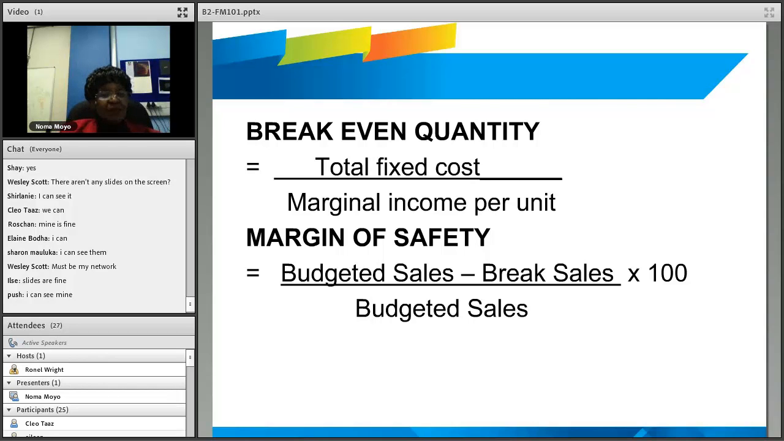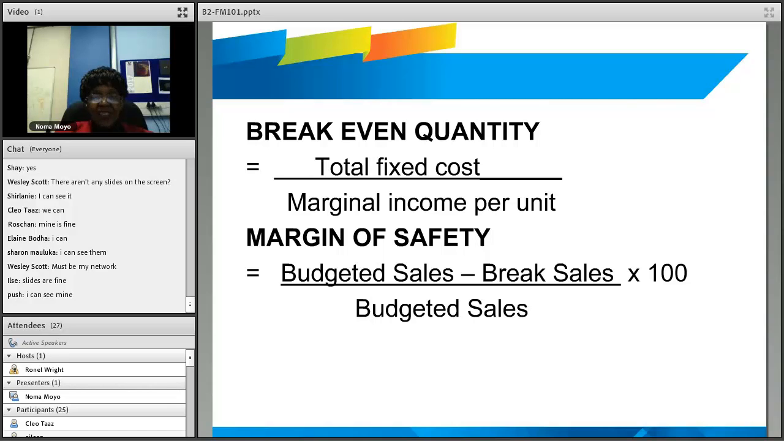Now let's look at the break-even quantity. It is the same as break-even point. That's where your total fixed costs are. Where you don't make a profit, you don't make a loss. Margin of safety is how safe you are. If your break-even quantity is 7,000 units, but you are producing 10,000 units, your margin of safety is going to be 3,000 units, which is 10,000 minus 7,000.